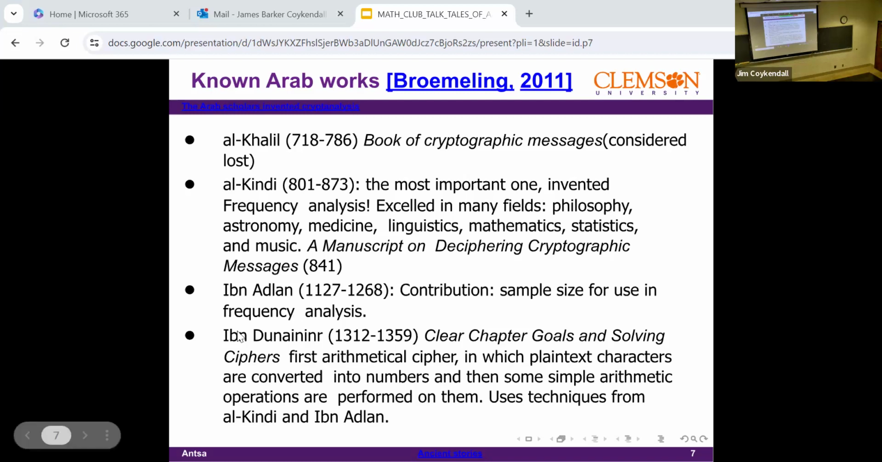This one you can see in English translation. Then, building on that work, we have Ibn Adlan. Okay, we have frequency analysis, but when does it work and when does it not? So he studied how large the sample size needs to be so that you can actually do frequency analysis. And then the next one is Ibn Dunaynir. I don't know how to read the name correctly, but what he did was give the first arithmetical cipher, which is kind of the origin of what we have right now. And again, he builds on the work of those before him.